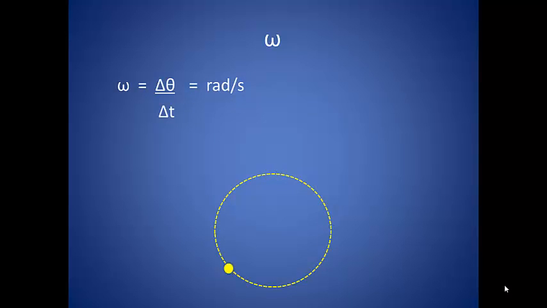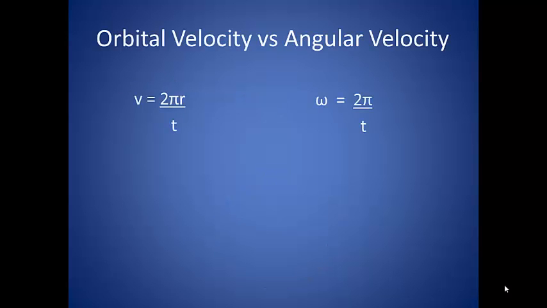If we take our full circle ball, the radians covered is 2 pi. So its angular velocity would be 2 pi divided by t seconds. You might be noticing about now that before we calculated the orbital velocity as the circumference divided by time. We can compare that to our angular velocity.